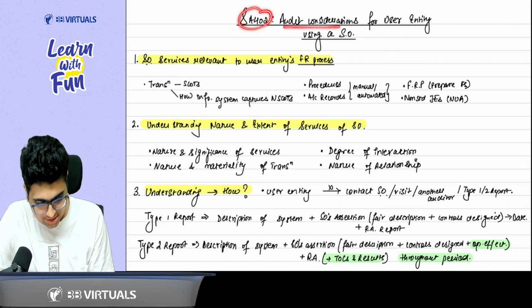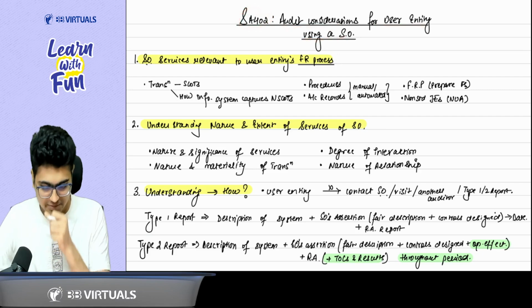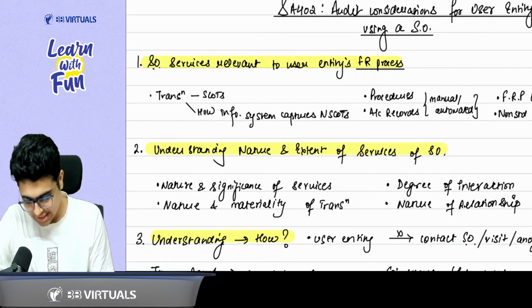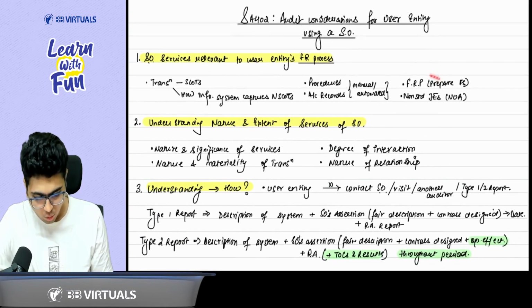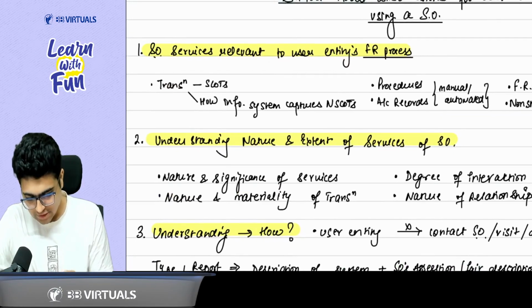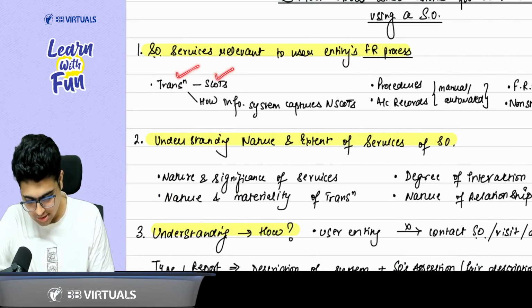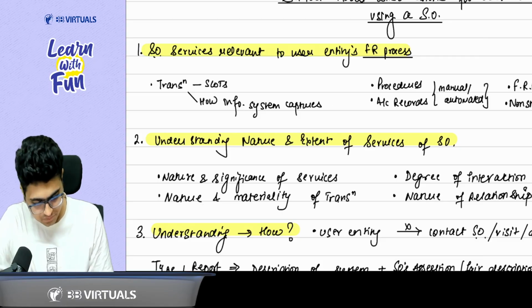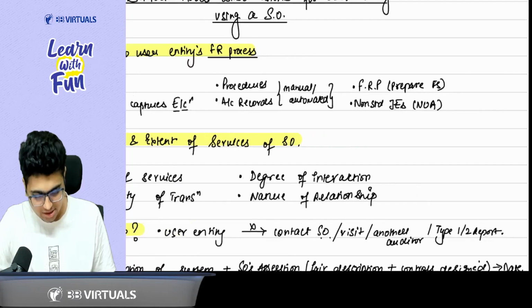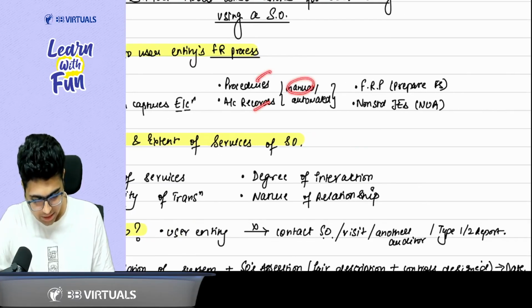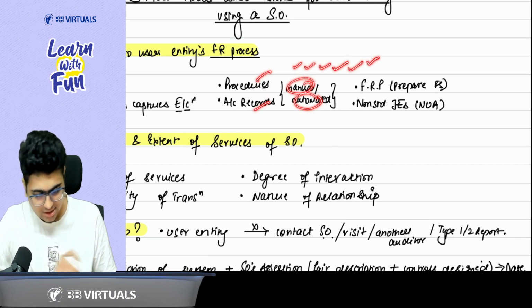SA 402, audit considerations for a user entity using a service organization. The first topic that we studied: SO service is relevant to the user entity's financial reporting process when it affects the whole financial reporting process. First of all, you see the transactions, that means the significant classes of transaction. Then see how the information system captures events and conditions other than the significant classes of transaction. Then procedures and accounting records, manual or automated, used to initiate, record, process, rectify and transfer to the general ledger and post in the financial statements.